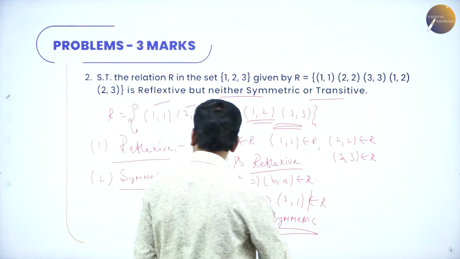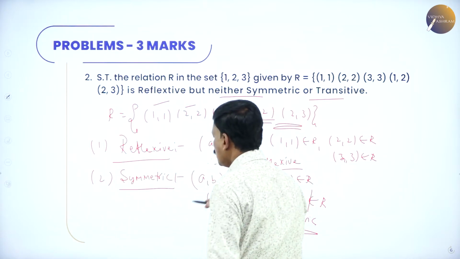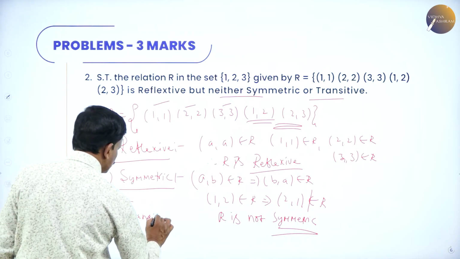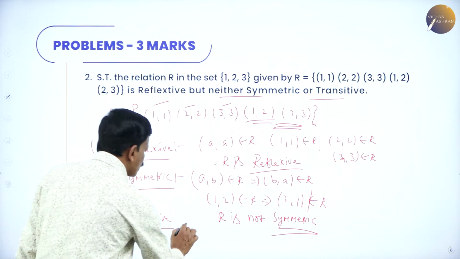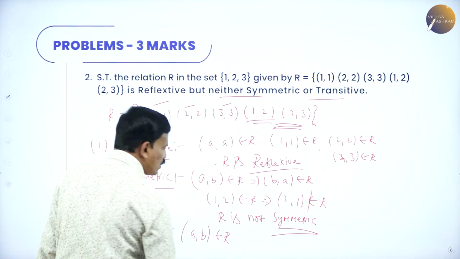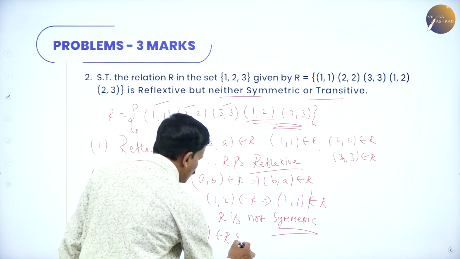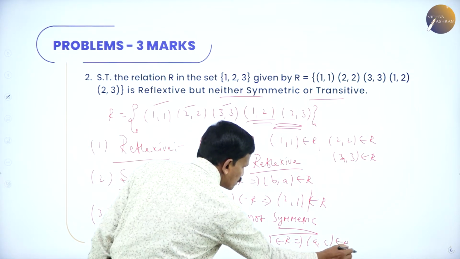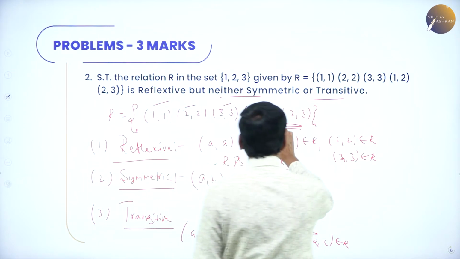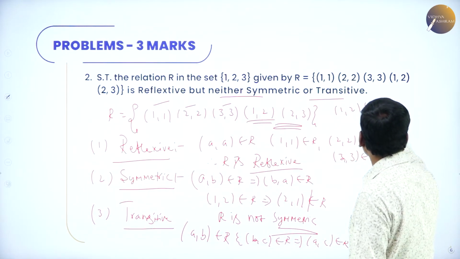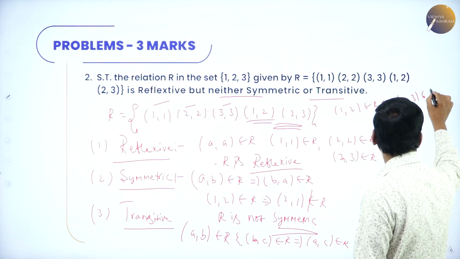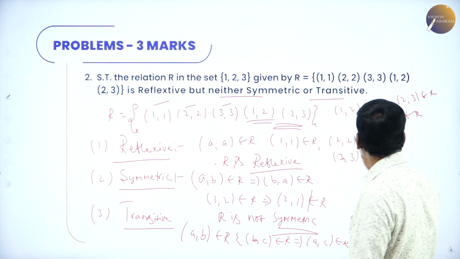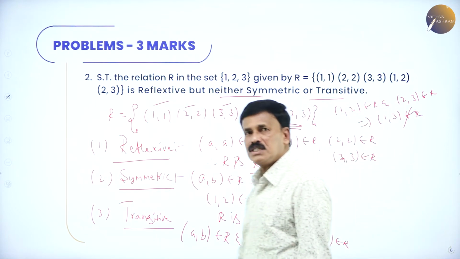Now let us come to the third property, the transitive property. What is transitive? For all a, b and c belonging to the set, (a, b) belongs to R and (b, c) belongs to R implies (a, c) also belongs to R. Let us take these two elements. Here (1, 2) belongs to R and (2, 3) also belongs to R. This implies (1, 3) belongs to R. So (1, 3) does not exist. So (1, 3) does not belong to R.